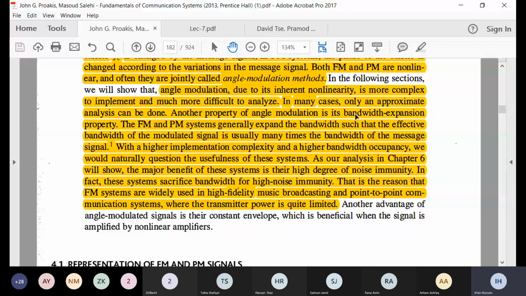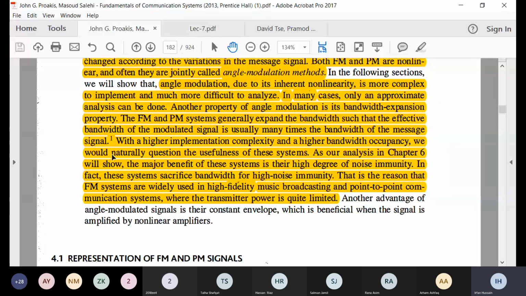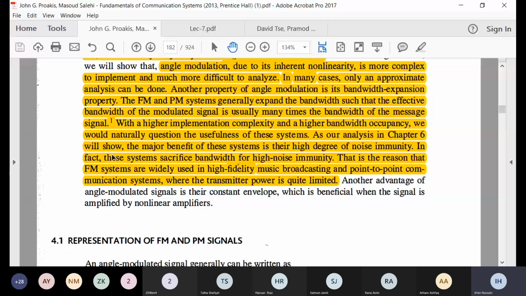Bandwidth becomes many times as compared to the bandwidth of the message signal. Actually, it tends towards infinity. But industrially, we can come to a restricted bandwidth, not an infinite bandwidth. So the question is that if you have greater implementation complexity, then you have high bandwidth occupancy. Why are we using these systems?